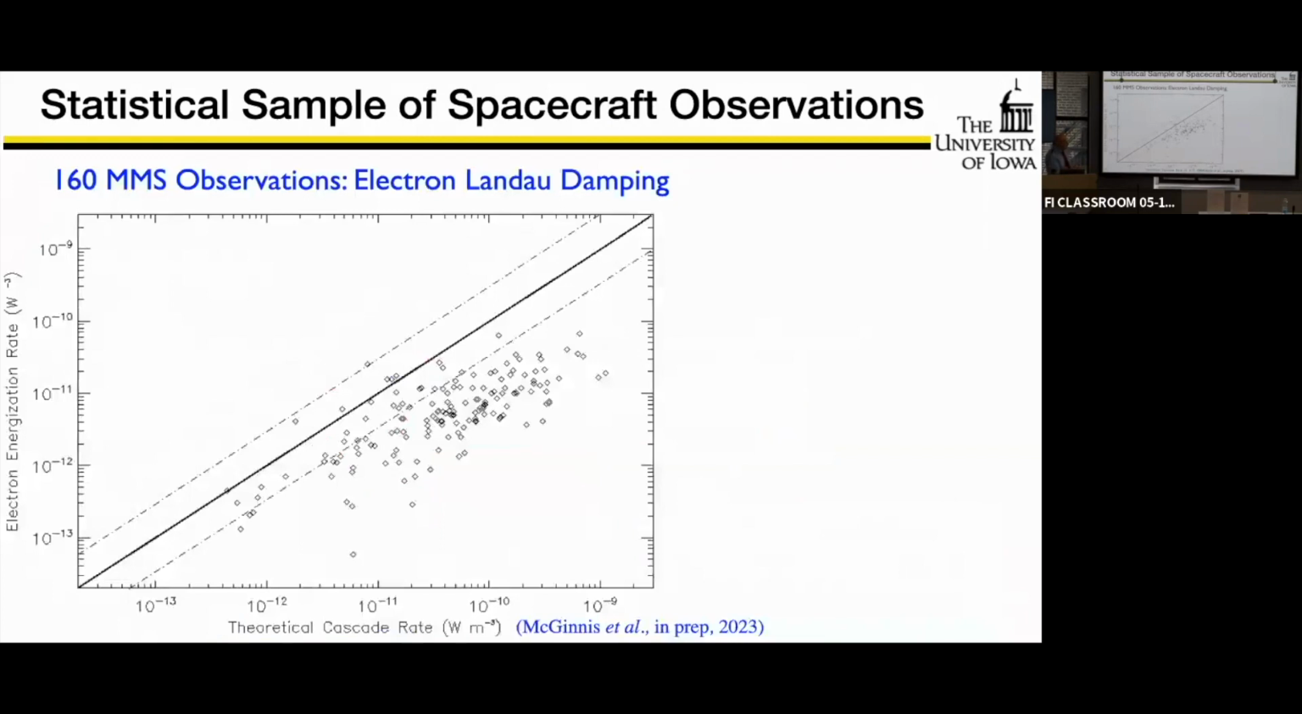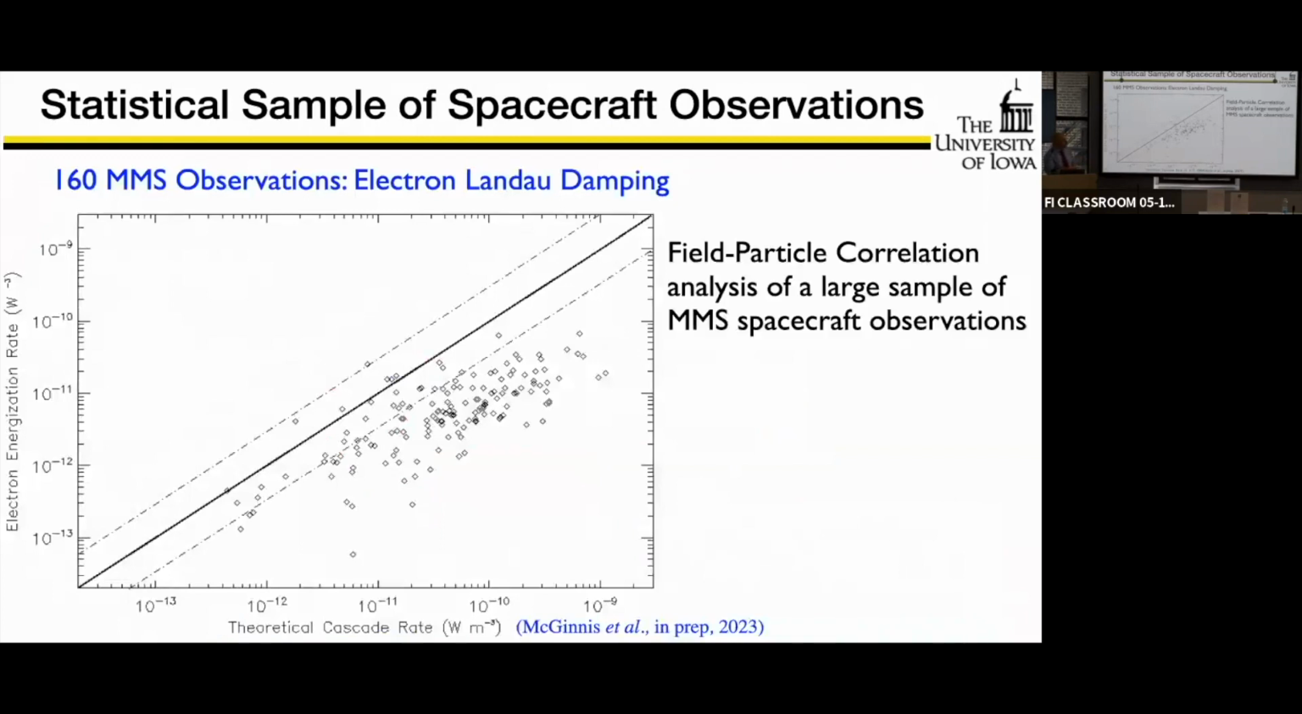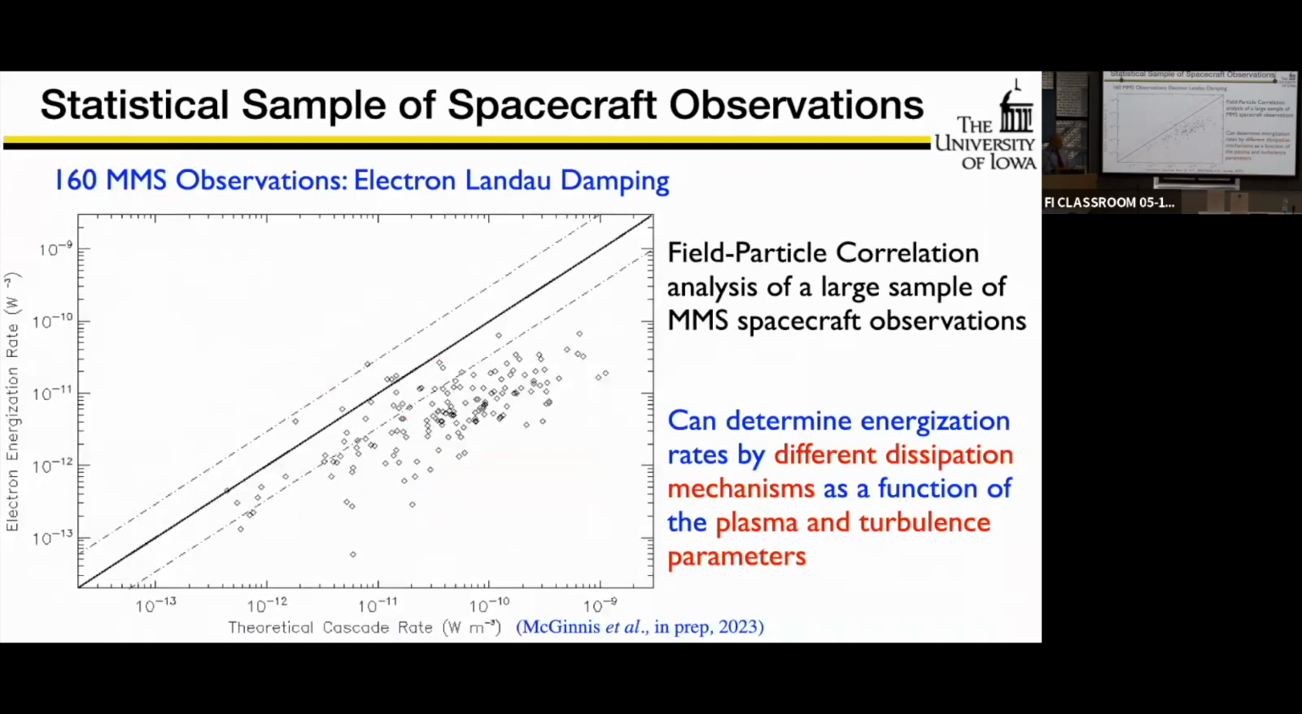And of course, we've extended this now. I've got a postdoc who's done 160 intervals where we do this field particle correlation, again looking for electron Landau damping. And if we can determine the dissipation rates by different mechanisms, we can start to sort this by the plasma and turbulence parameters for those intervals and see if there are some obvious trends of what's going on.